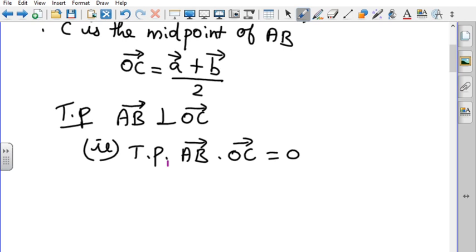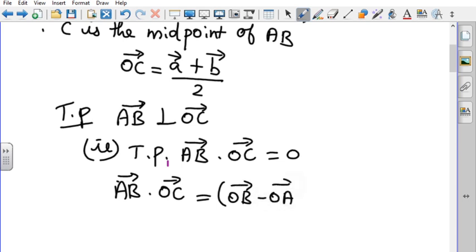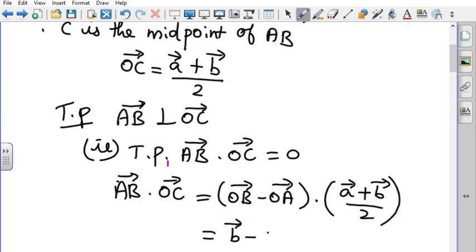So let us take the LHS now. AB vector dot OC vector is equal to, what is AB vector? OB minus OA, dot, what is OC? We have taken A vector plus B vector by 2. Isn't it? So now we can write this as B vector minus A vector, dot, 1 by 2 can be taken outside. This can be written as B vector plus A vector.